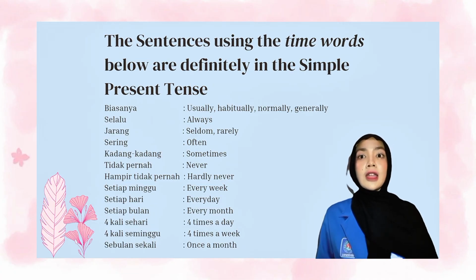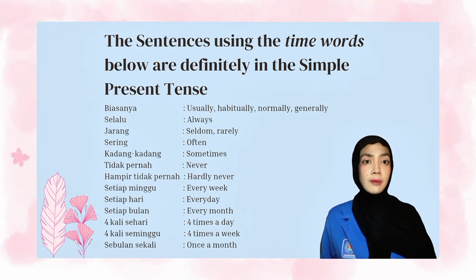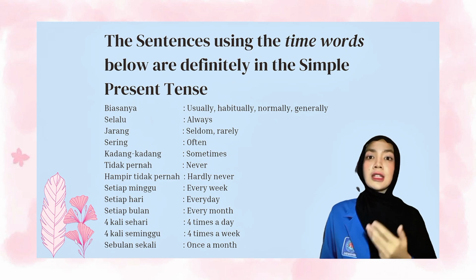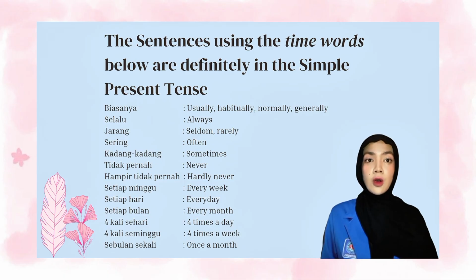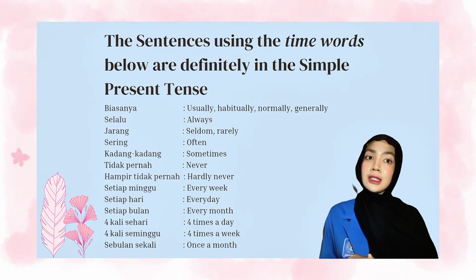Slide 8. These are some expressions often used in simple present tense. Usually, always, rarely, sometimes, never, every day, every week, once a week, once a month, and so on. Whenever you see these, you can be sure the sentence is in simple present tense.